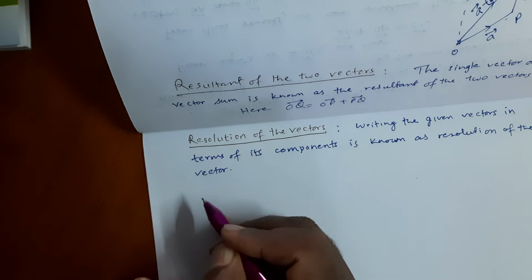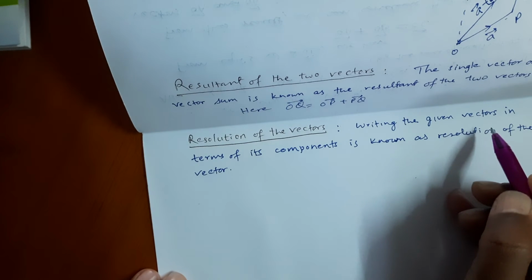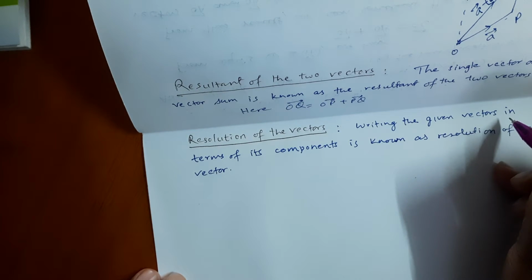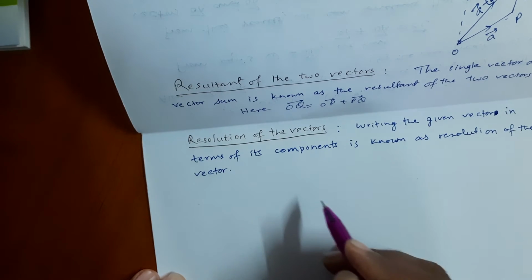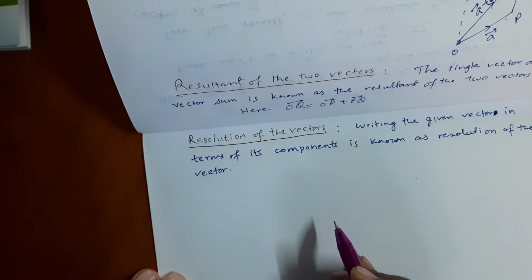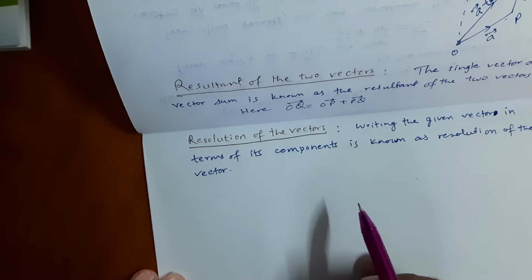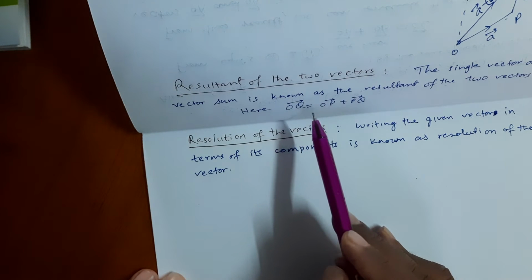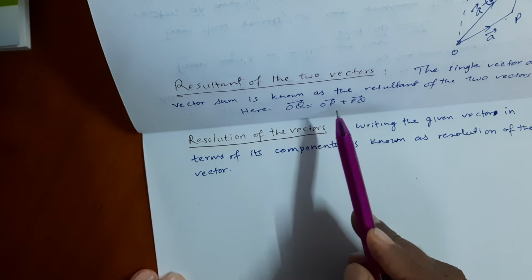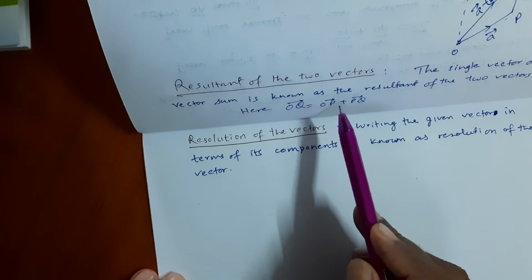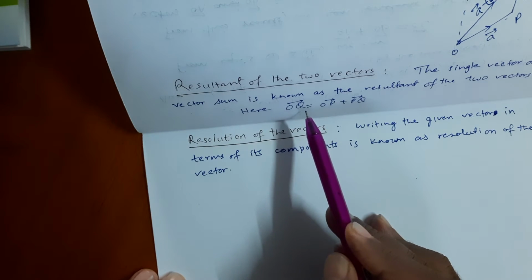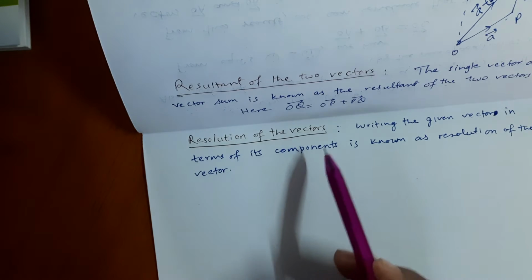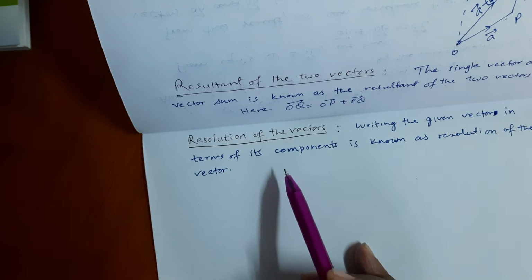So writing the given vector in terms of its components is known as the resolution of the vector. Here this OQ we have written as OP plus PQ. So this is the resolution of the vector. OP and PQ are the resolutions of this vector OQ, and OP and PQ are the components of vector OQ.